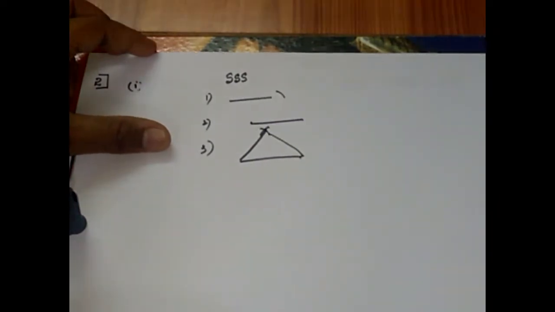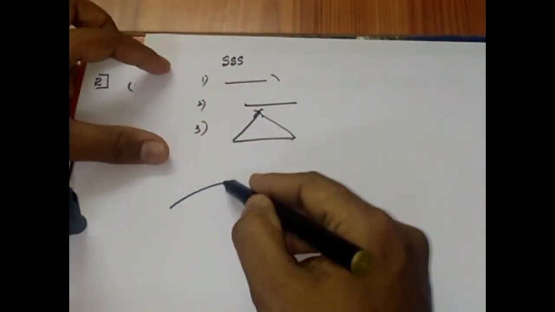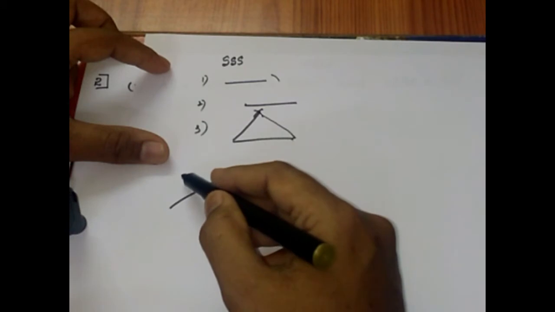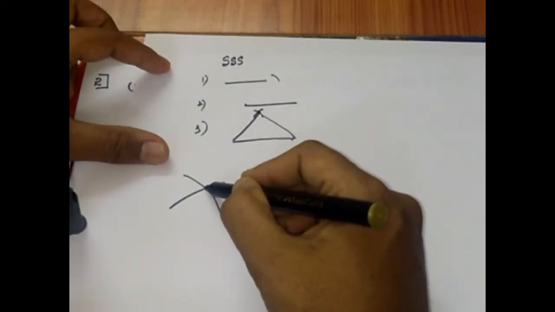And one more point to be noted, and it was highlighted, that an arc will not give you a point. When two arcs intersect you will get a point. So please keep this in mind.